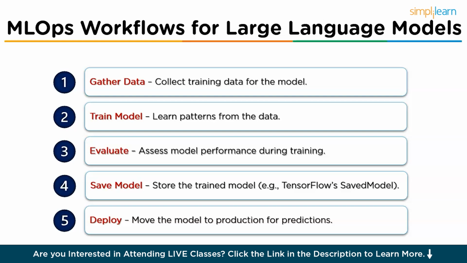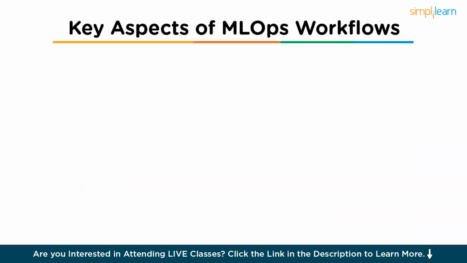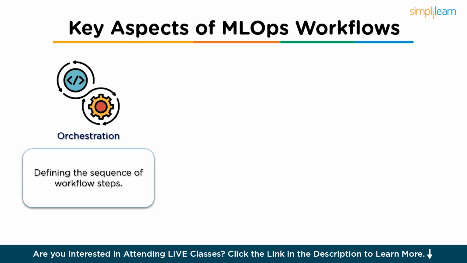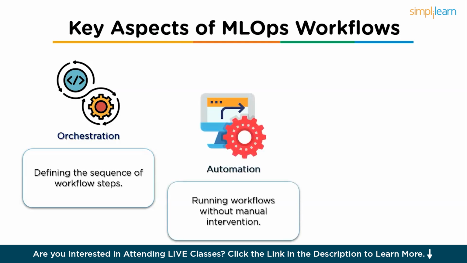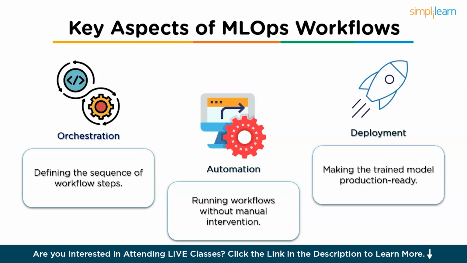So now let's move on to some of the key aspects of MLOps workflows. There are three important concepts in this workflow. First one is orchestration, which is deciding the order of steps, what happens first, what happens next, etc. Next is automation, which is ensuring the workflow runs automatically so that you don't have to trigger each step manually. And then comes deployment, which is taking the trained model and making it available in a real-world environment.